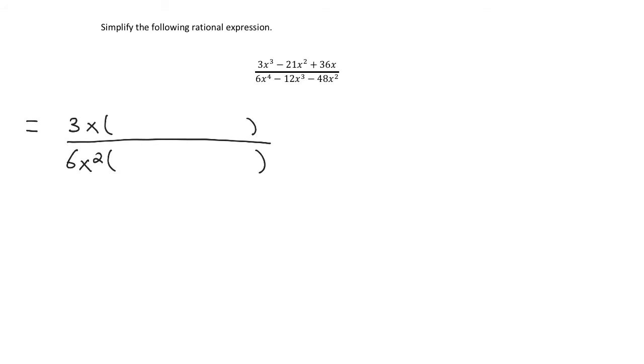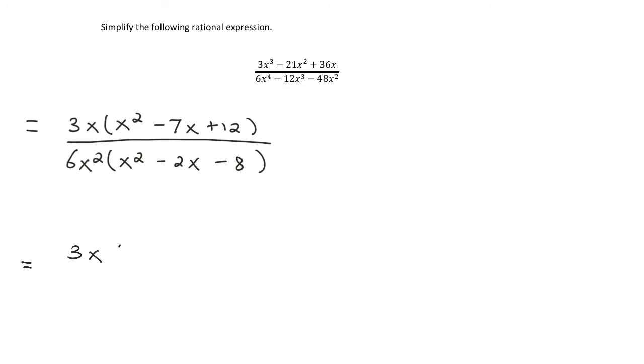In the numerator, if I factor out 3x, I'm left with x squared minus 7x plus 12. In the denominator, if I factor out 6x squared, I'm left with x squared minus 2x minus 8. Okay, so I can keep going here. I can't start canceling everything yet because this piece and this piece could probably still be factored a little bit further, so let's do that.